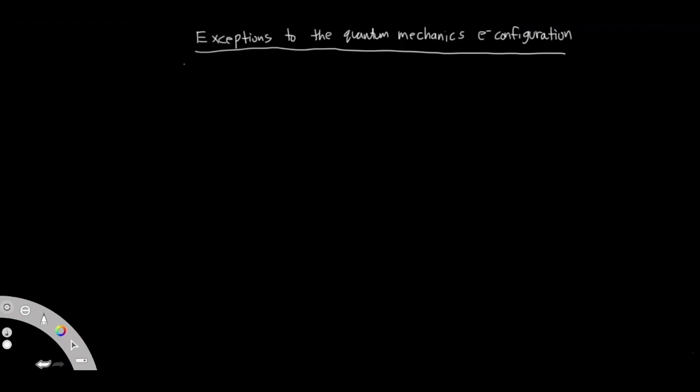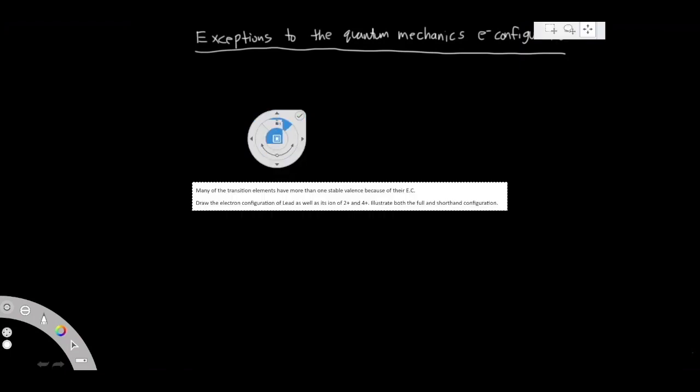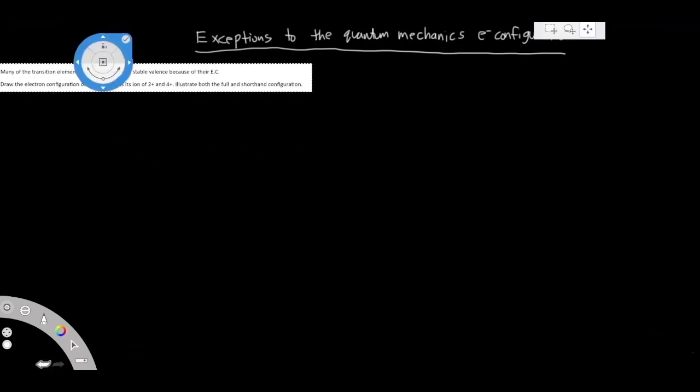First exception, we'll actually have a look at a question to better depict this. Many of the transition elements here have more than one stable valence because of their electron configuration. Let's look at lead, and we'll do lead as the atom as well as its corresponding ions with a 2+ charge and a 4+ charge. So let's look at lead first.